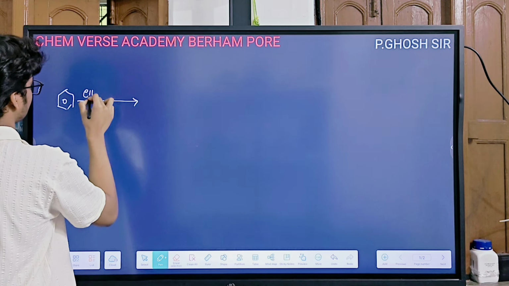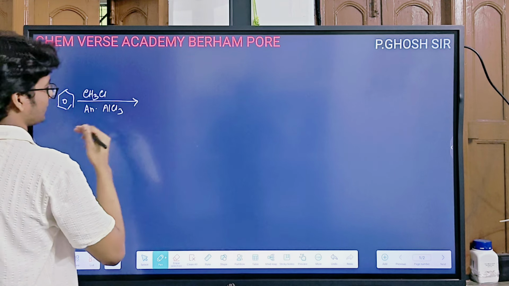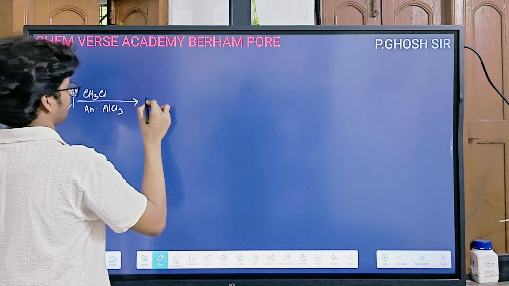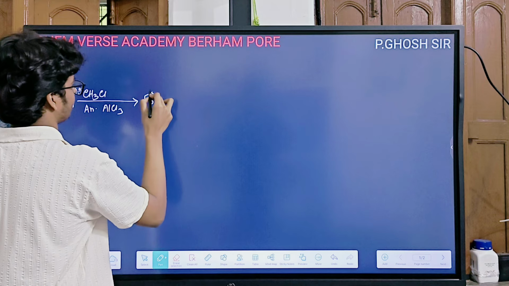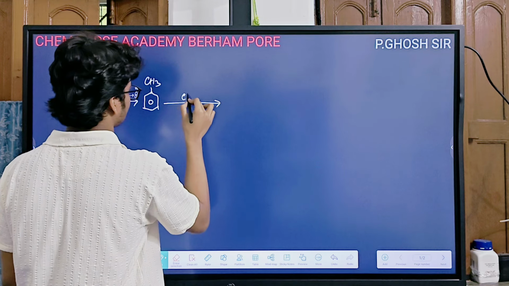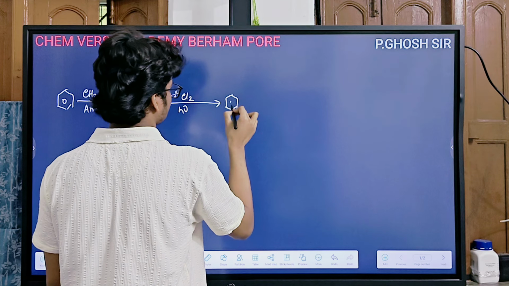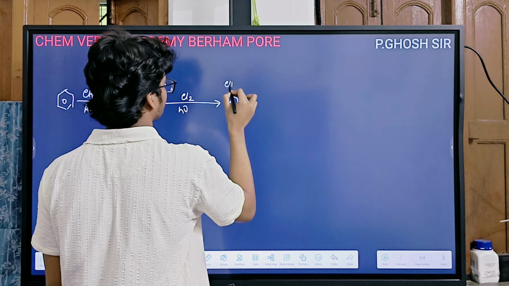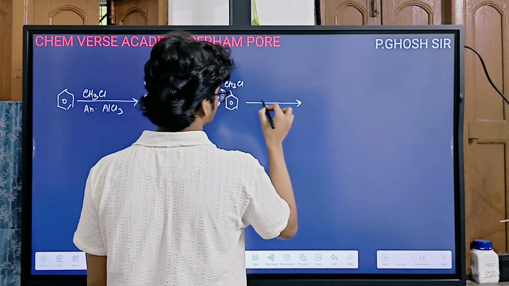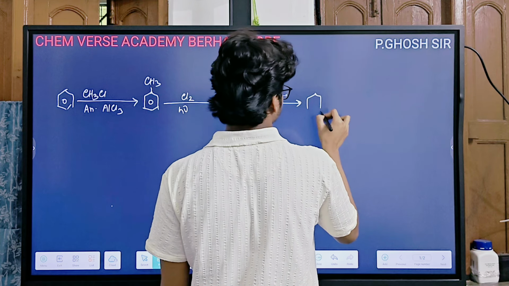Starting with benzene, then CH3Cl in the presence of anhydrous AlCl3, which is the Friedel-Crafts reaction. It's a huge task, you know. Then Cl2 in the presence of sunlight, or you can say diffuse sunlight especially. Sunlight will react differently. Then upon reaction, okay.